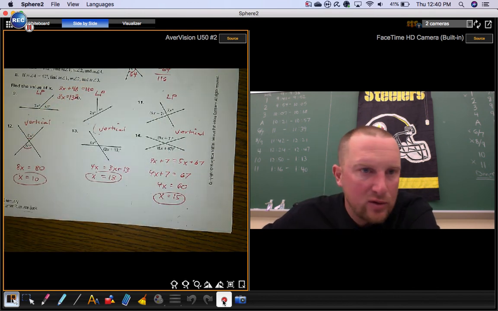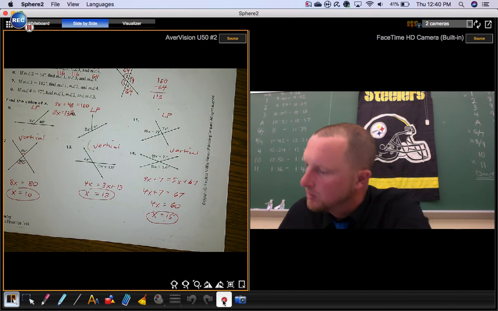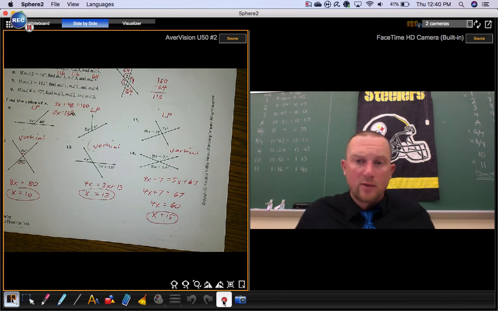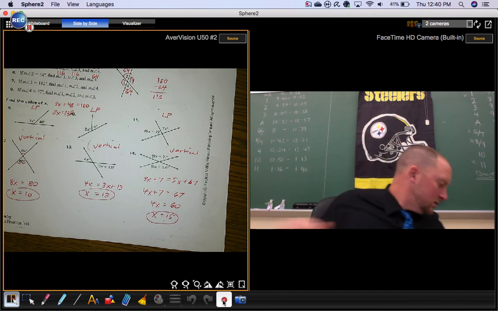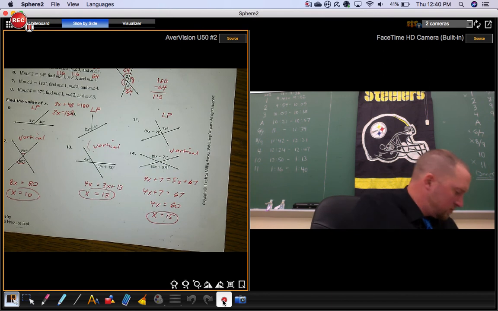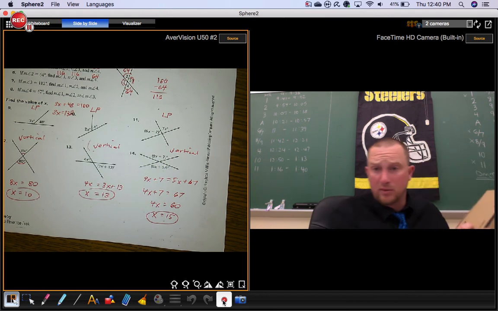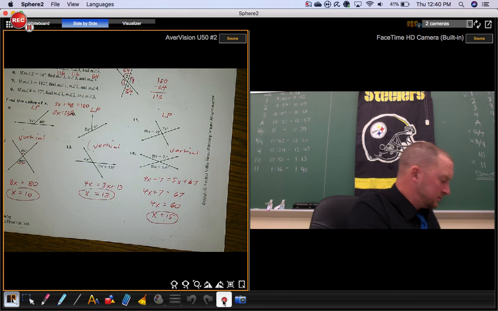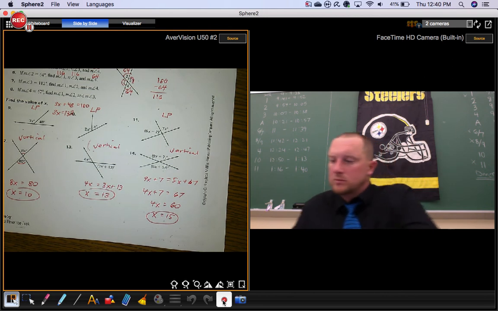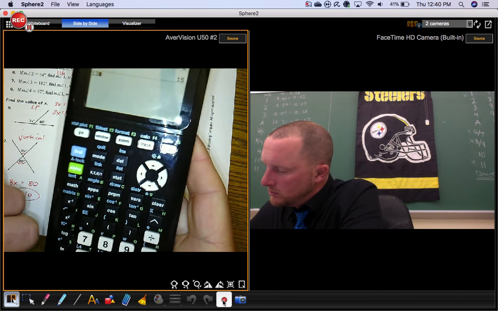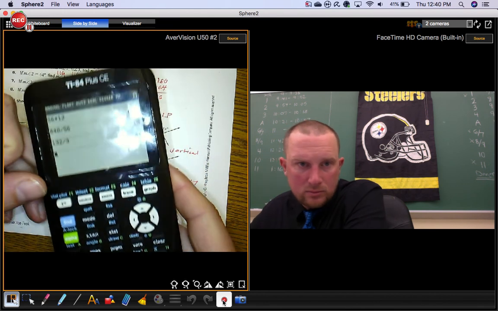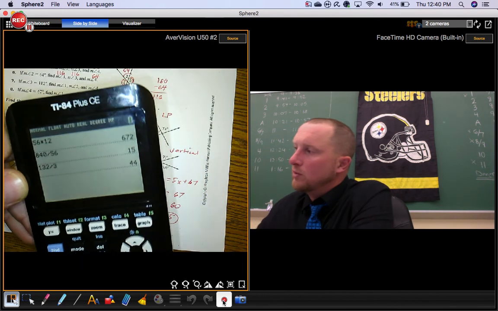And that gives you 132. I know that doesn't look so good. And then you divide by 3. So 132 divided by 3, I need my calculator. Gives you 44.